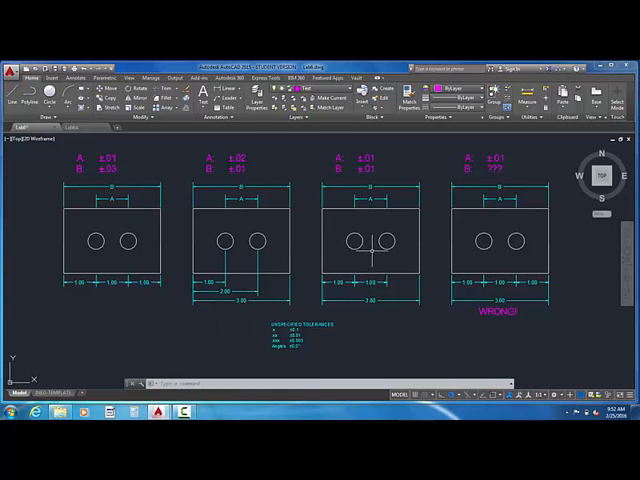Moving to the third part, I've used a combination. So let's examine the same thing. Here, the distance between the holes is directly dimensioned, so its tolerance is plus or minus 0.01, and the distance between the outside edges, or the width of the plate, has been directly dimensioned, so its tolerance is plus or minus 0.01.